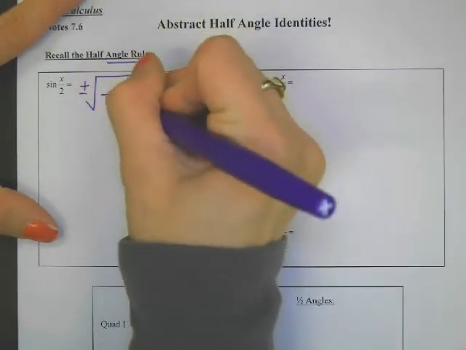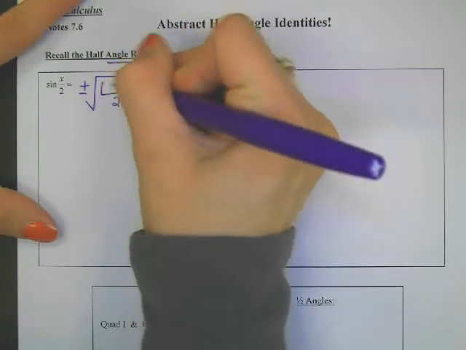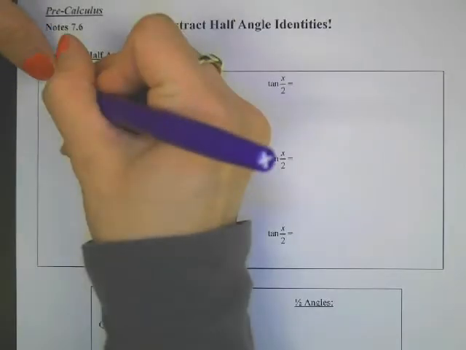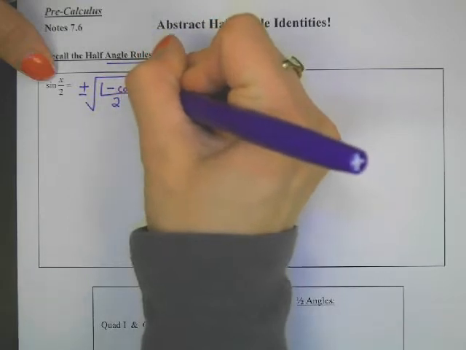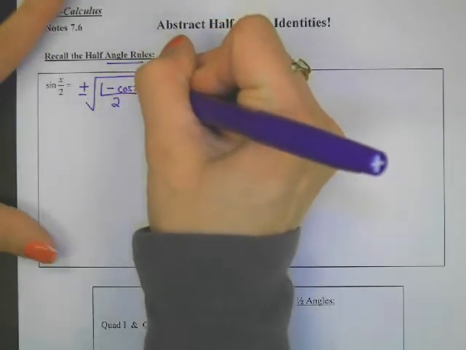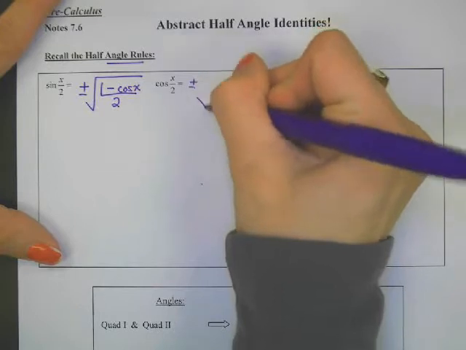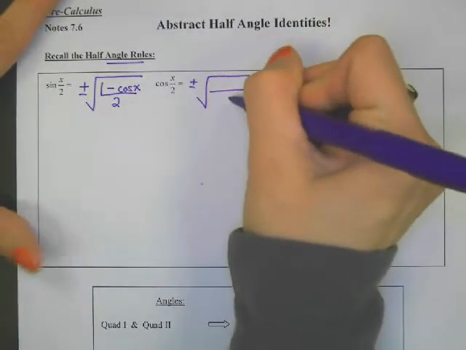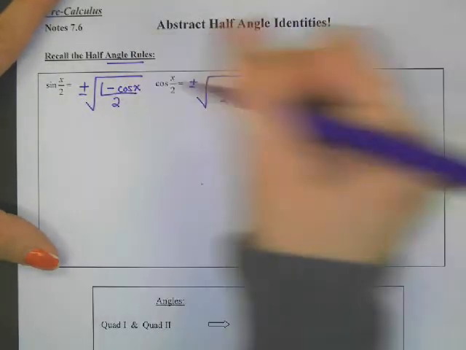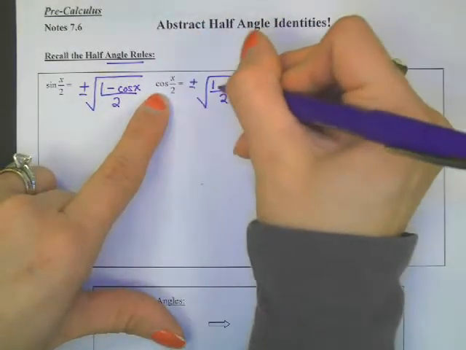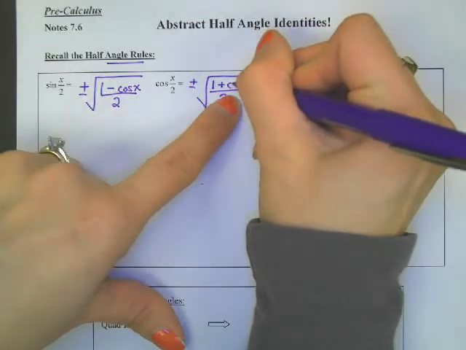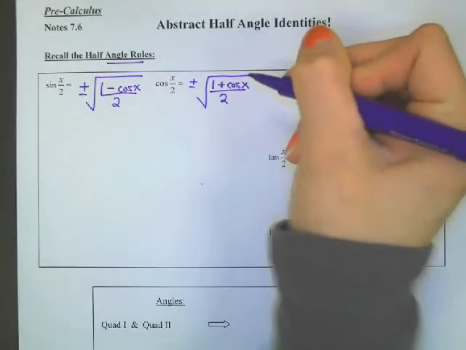What's in the bottom? A 2. Now it's 1. Is it plus or minus for sine? It's minus because it's cosine of the full angle x. Okay, let's do it again. Plus minus the square root of fraction. What's in the bottom? A 2. Looks kind of like this formula. 1, but the cosine of half angle gets plus because it matches cosine of full angle x.